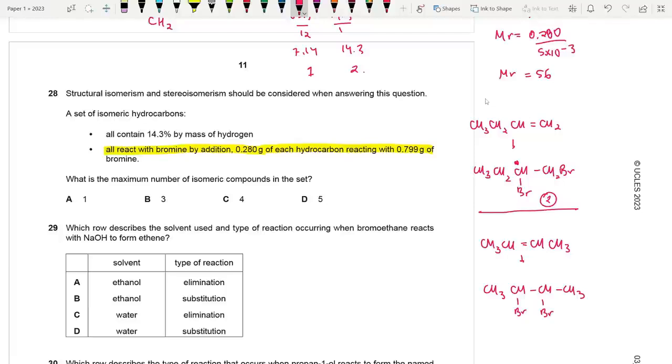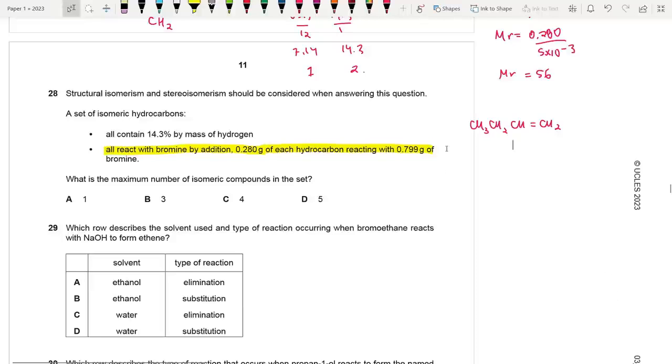So wait, what are they exactly asking? I need to figure this out. What is the maximum number of isomeric compounds in this set? So they're not talking about the product. My bad. They're not talking about the product itself, rather the reactants.